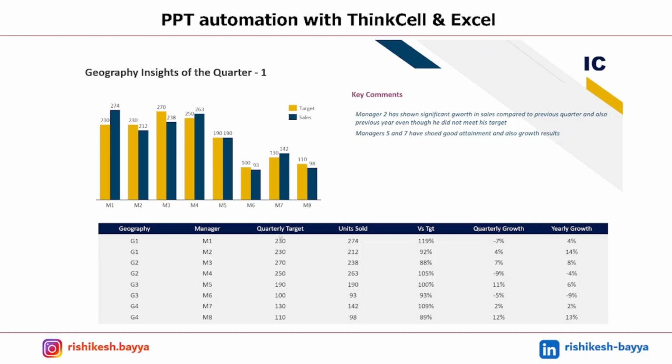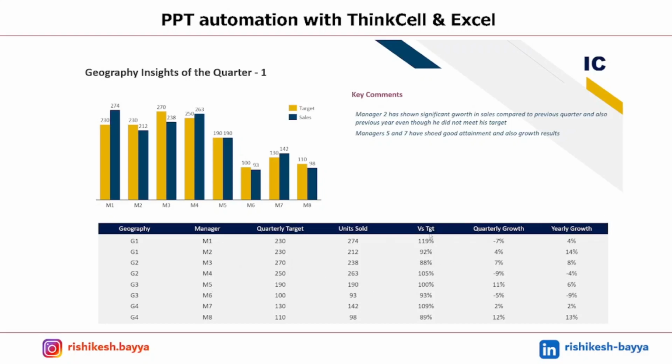So this is a geography level summary of Indian Constructions, where there are 4 geographies here. Each geography is assigned 2 managers, and these managers are given a quarterly target. They need to sell these many units of flats or apartments. And then we have the actuals, how many units they have sold, and then we have some of the KPIs where we can assess the performance of these managers.